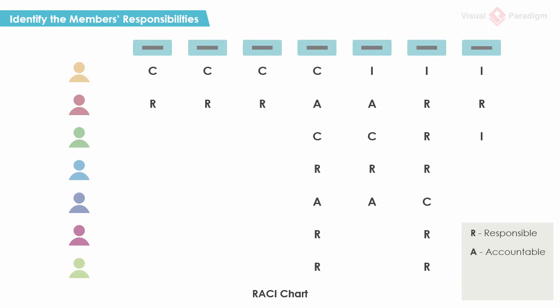A stands for accountable. Stakeholders who take this role will ensure the completion and sign-off of a task or its related documents. C stands for consulted. Stakeholders who are consulted for decisions. I stands for informed. Stakeholders who will be informed of any critical change or when an action or decision has been made.